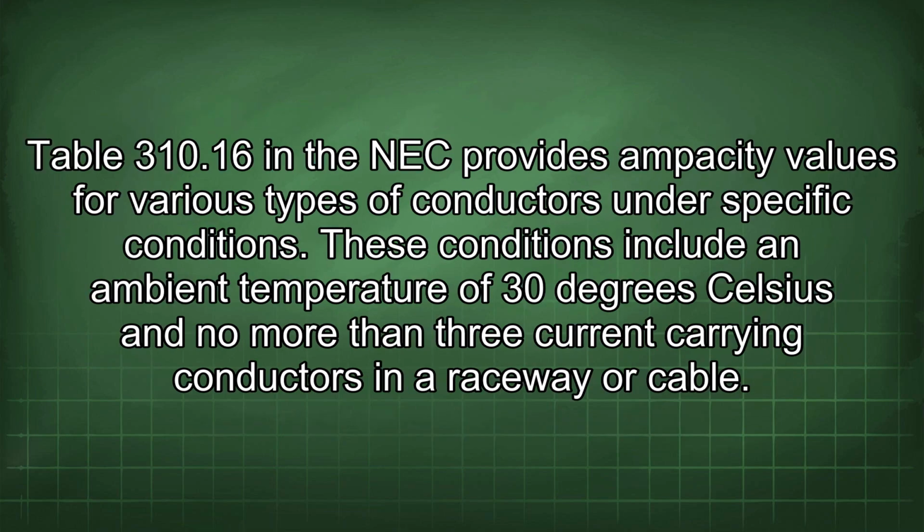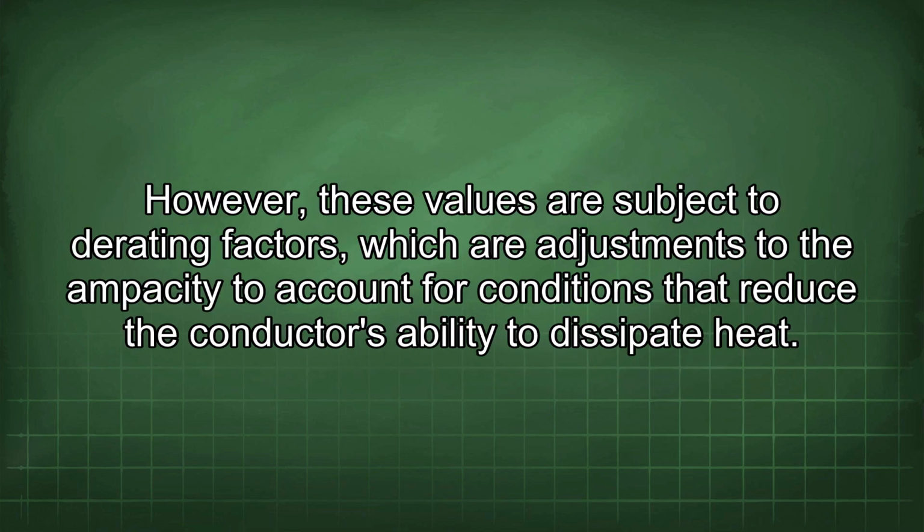Table 310.16 in the NEC provides ampacity values for various types of conductors under specific conditions. These conditions include an ambient temperature of 30 degrees Celsius and no more than 3 current carrying conductors in a raceway or cable. However, these values are subject to deration factors, which are adjustments to the ampacity to account for conditions that reduce the conductor's ability to dissipate heat.